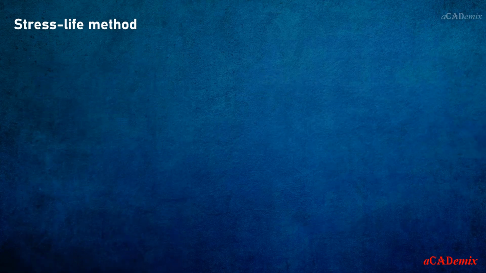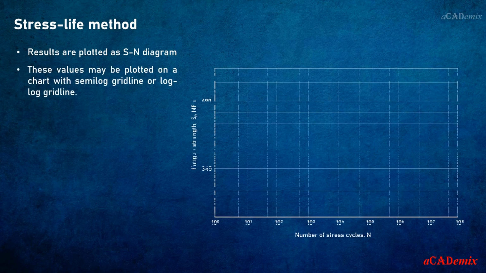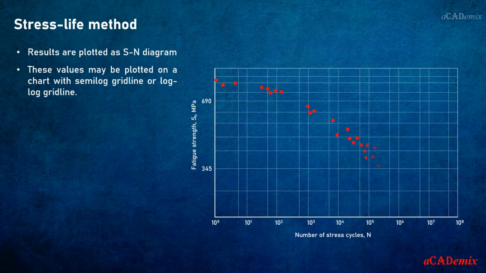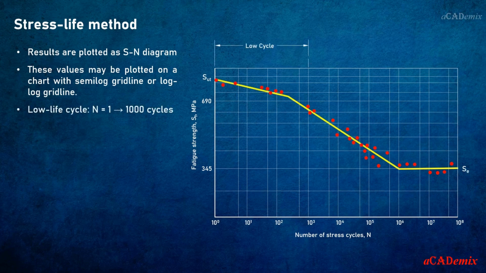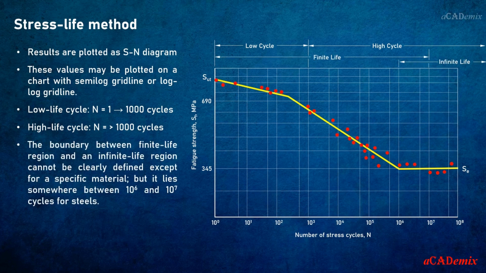The results are plotted as an SN diagram. This chart may be plotted on semi-log paper or on log paper. Fatigue failure from 1 to 1000 cycles is generally called low cycle fatigue. Failure greater than 1000 cycles is high cycle fatigue. We can also distinguish a finite life region and an infinite life region.